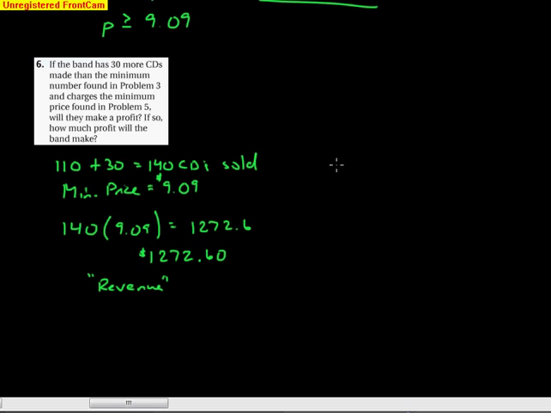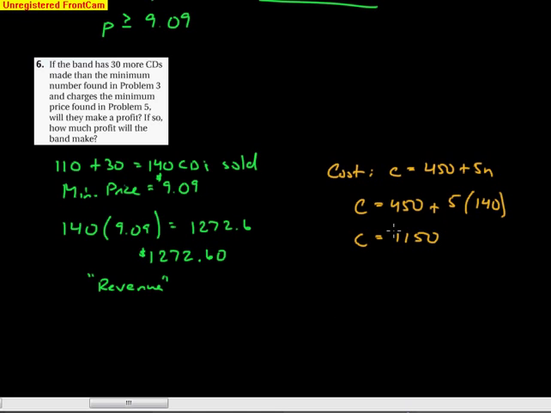So over here we need to talk about the cost. And let's remember our cost equation. C equals 450 plus 5N, N being the number of CDs. So to figure out our cost, we're going to take 450 plus 5 times the number of CDs. And we're selling 140 CDs. So our cost here is going to be $1,150. And again, this is our cost. I have it right here. Our cost.